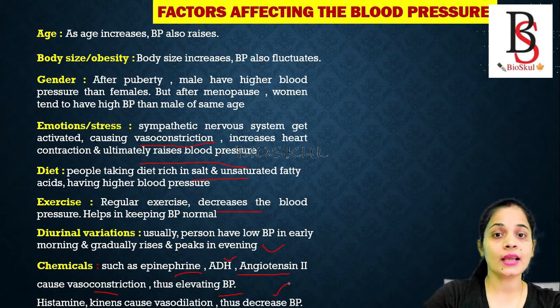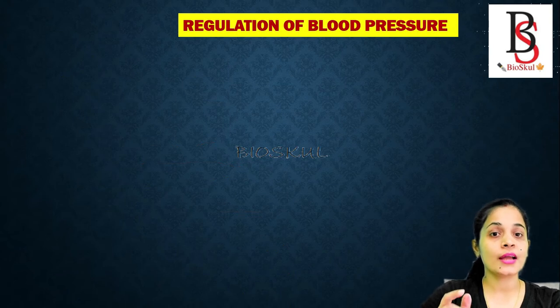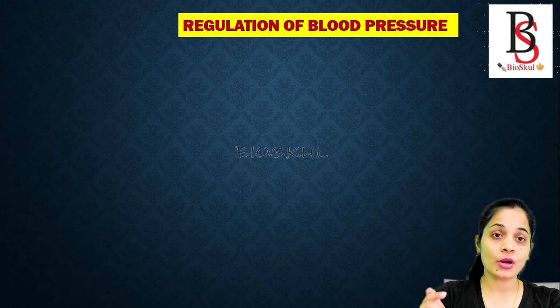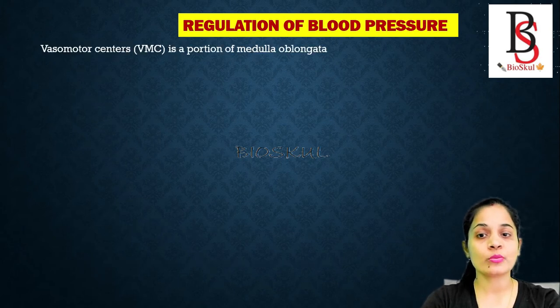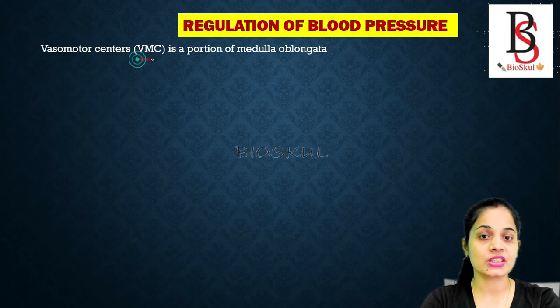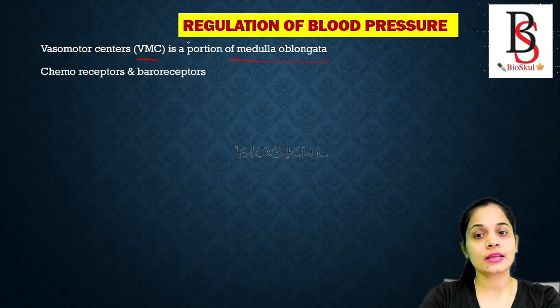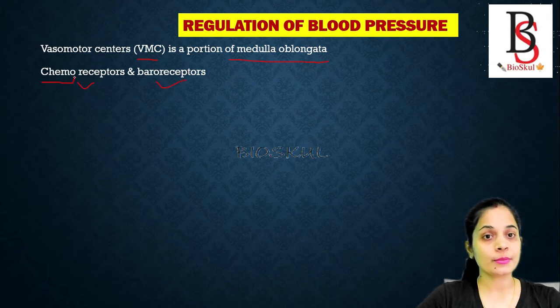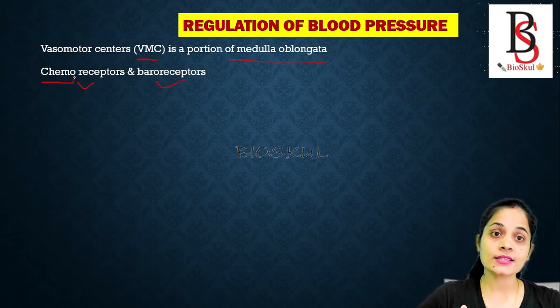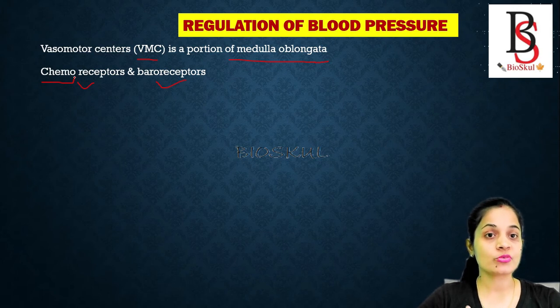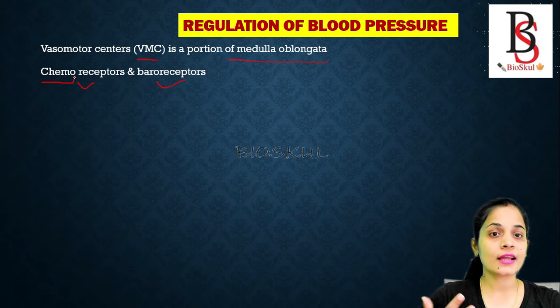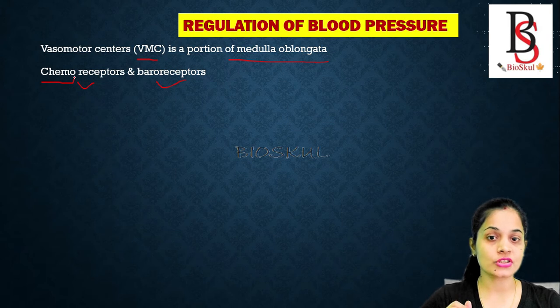Now we will see how we can regulate blood pressure and which center regulates it. Blood pressure is regulated by the vasomotor center, called the VMC, which is present in the medulla oblongata. In the arterial region, you will find chemoreceptors and baroreceptors. They are present in the artery and are sensory neurons. As the name indicates, the chemoreceptor detects any change in chemical composition, especially the change in oxygen and carbon dioxide concentration.